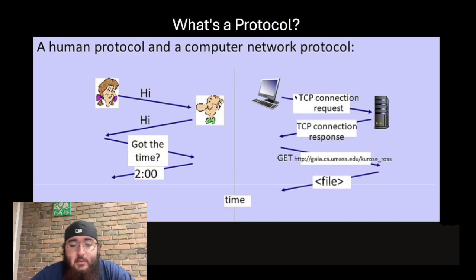Let's look at a computer network protocol. The computer requests a connection to the server, and the server sends a response. The computer then clicks on the link, and the server sends the corresponding file. So what we see here is a question-answer relationship. Protocols define the format, order of messages sent and received among network entities, and the actions taken on message transmission.